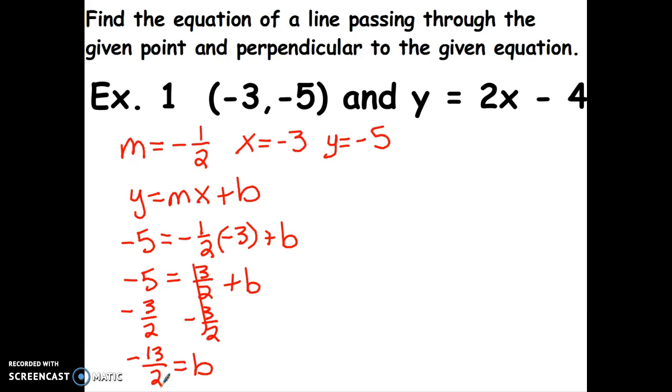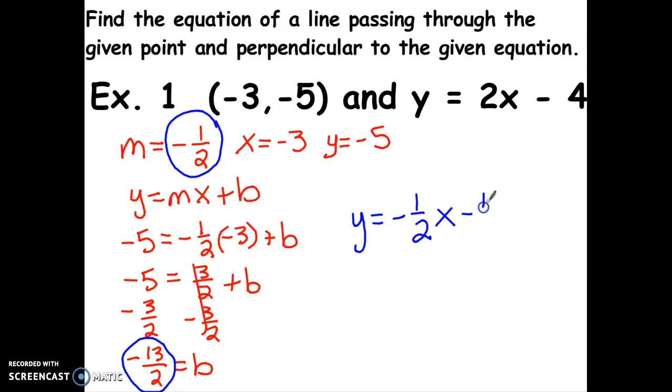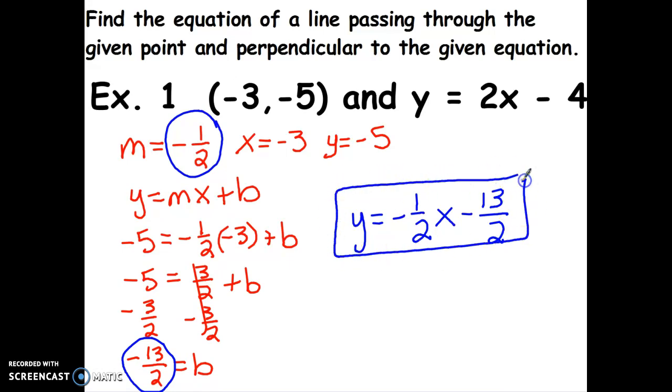So now we have our new slope and we have our new y-intercept. So please make sure that you don't use the old slope. If it'll help you, circle the two things you're going to plug in. So we're going to use this and we're going to use this. So our final answer is y equals negative 1/2 x minus 13 over 2. So what we're saying is that this equation is perpendicular to this equation.